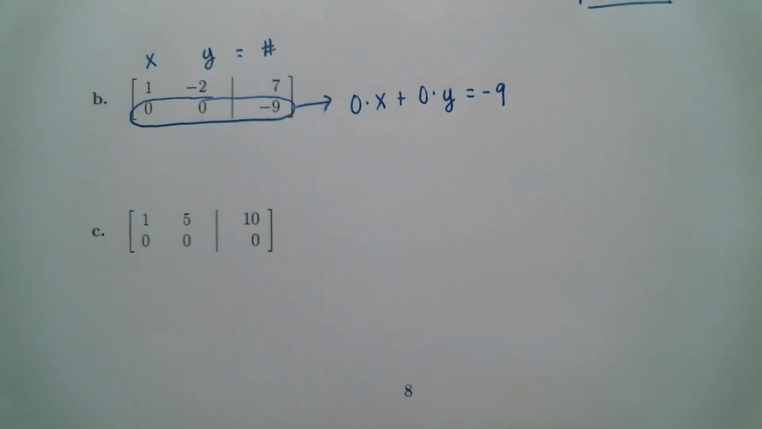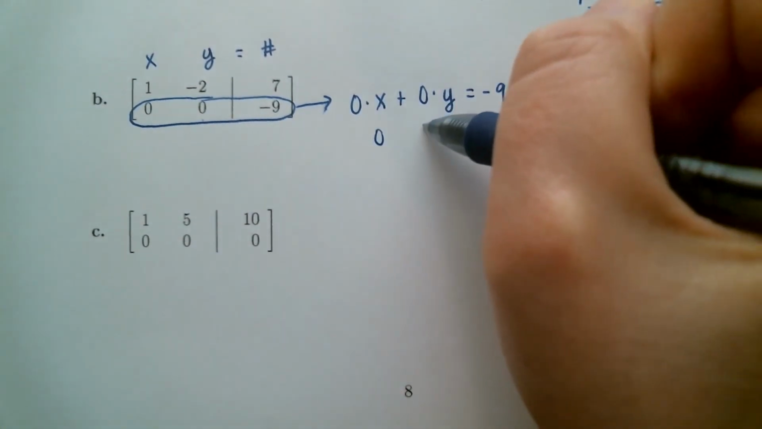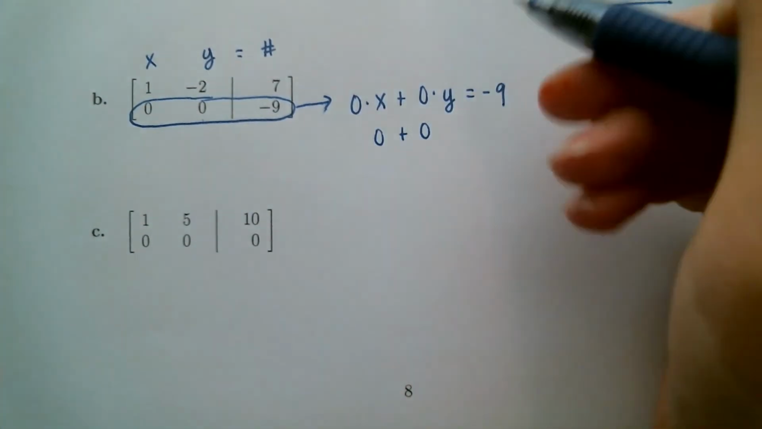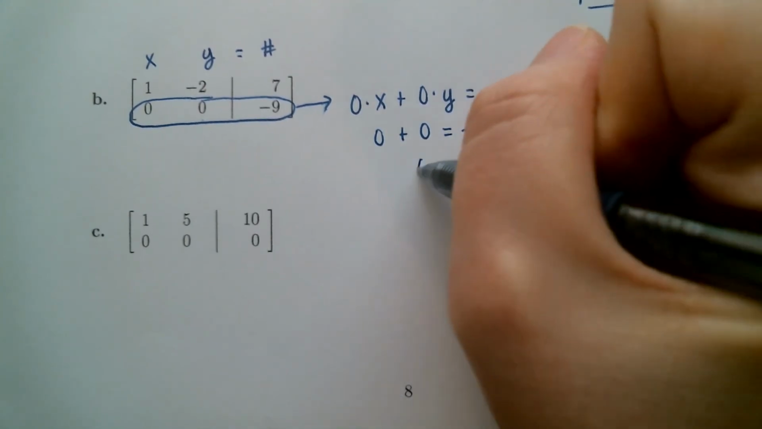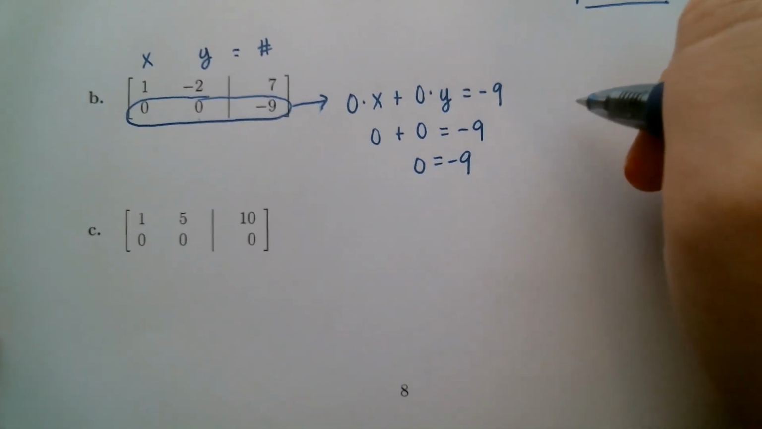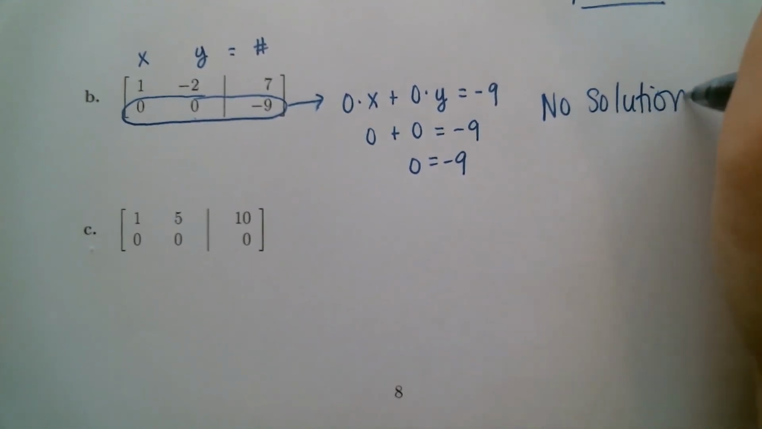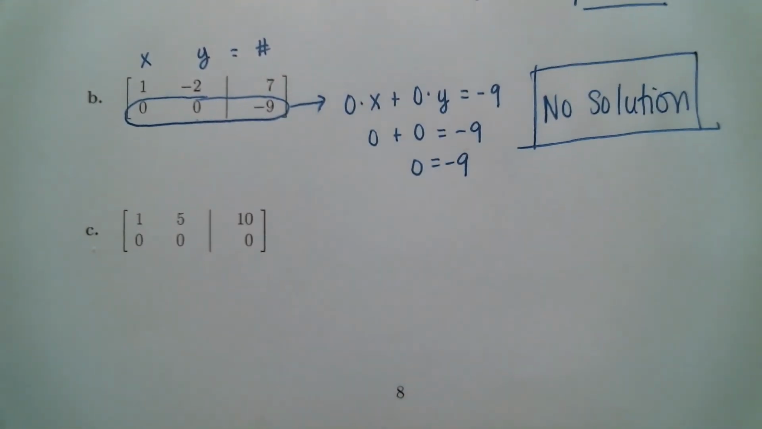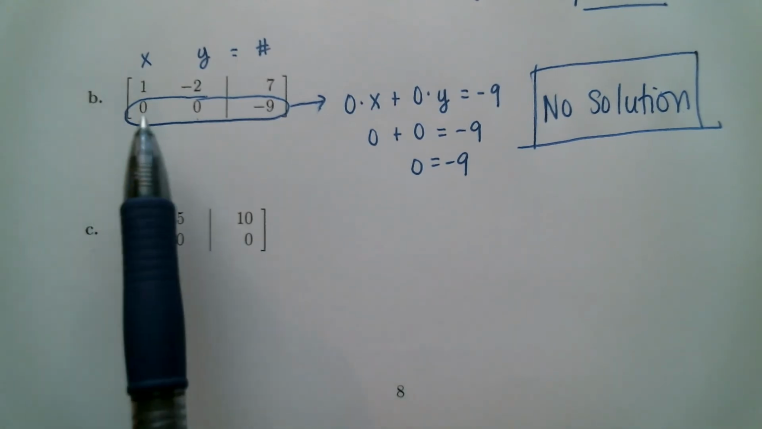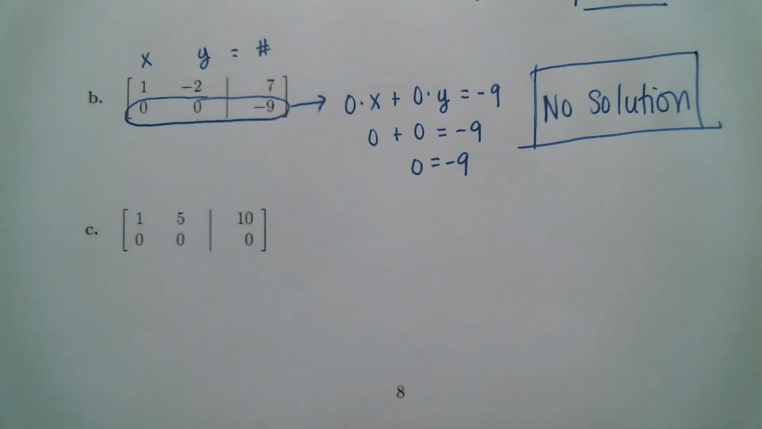If I simplify this, 0 times x is 0, 0 times y is 0. You add that and you end up with 0 equals -9. That is a false statement. It doesn't make any sense. So if you get something that doesn't make any sense, that indicates no solution. You can start recognizing this from your matrix without even having to do any work. If you've got zeros on the left and something non-zero on the right, no solution.